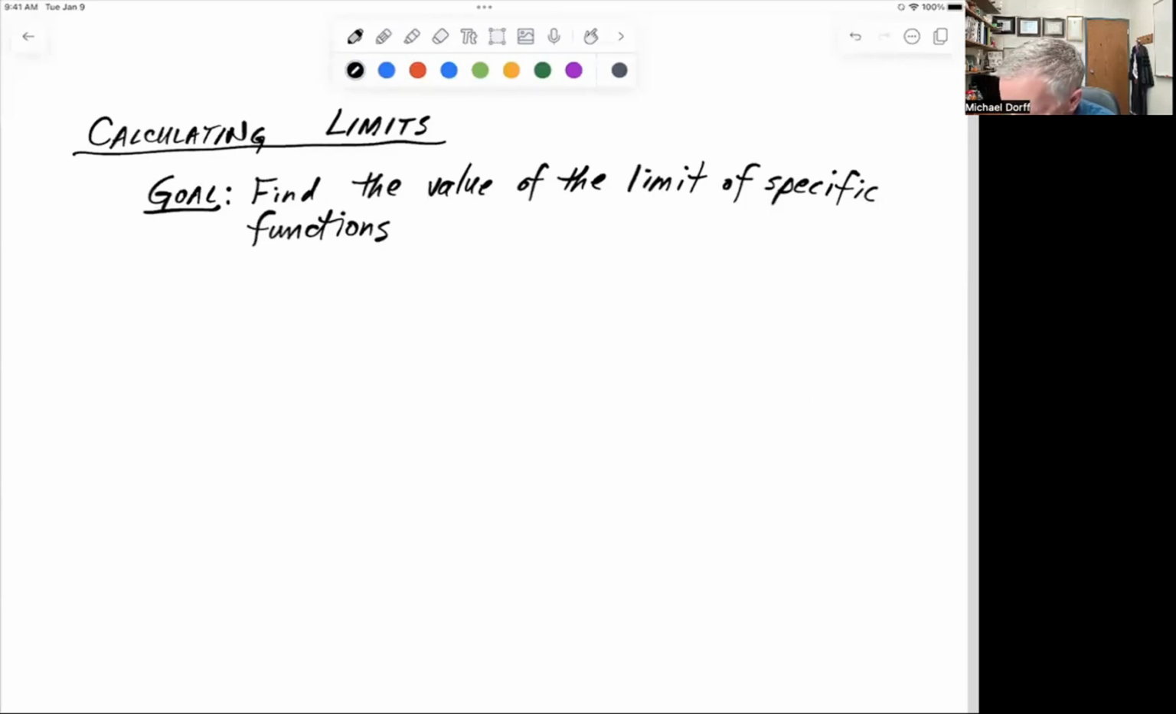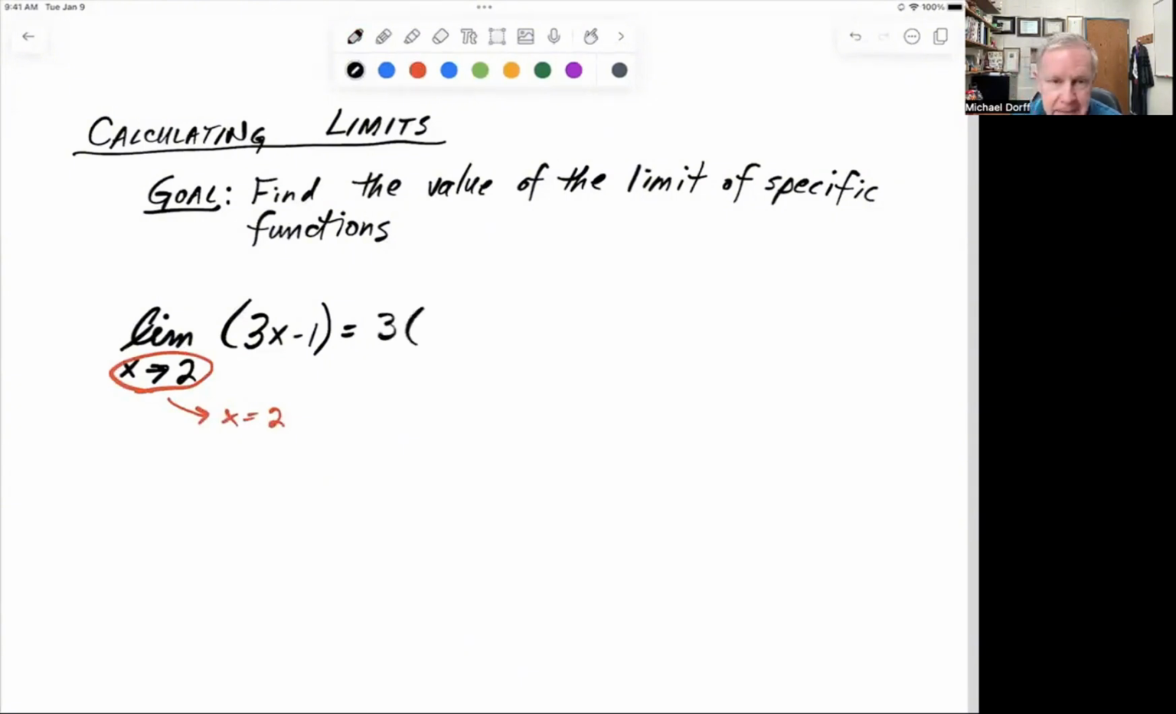Suppose we had the limit as x goes to 2 of 3x minus 1. We're going to use a technique called direct substitution. And in that technique, what we do is we take the value, in this case, x equals 2. Where do we get that? Well, x is going to 2, so we're going to let x equal 2. And by direct substitution, we mean then that we substitute in that value x equals 2 here in for x.